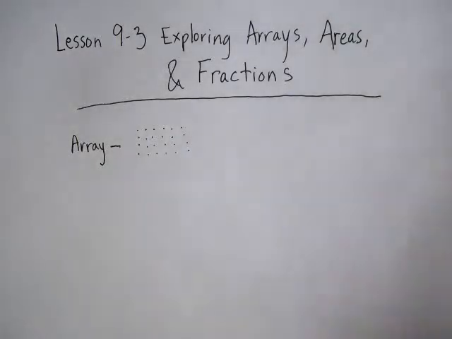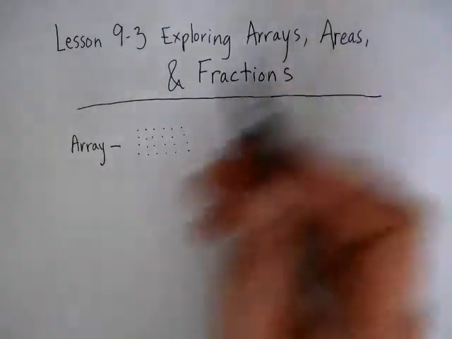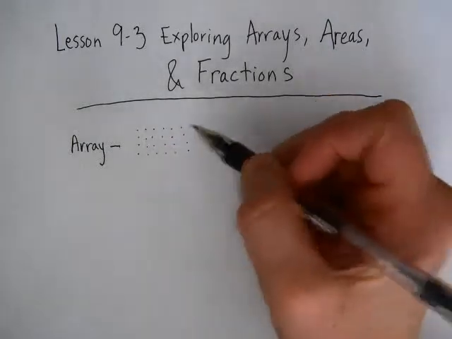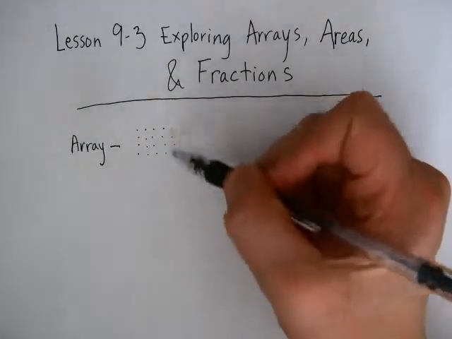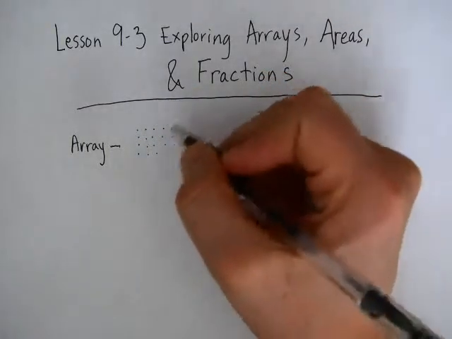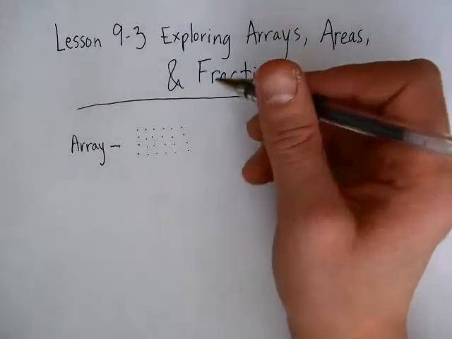There aren't really any new vocabulary words for this unit, but we are going to talk a little bit about the word array. An array is a set of dots having columns and rows with the same number in each row and also the same number in each column, even though the number of dots in the rows will often vary from the number of dots in the columns. But arrays are very handy. They can be used for many things.